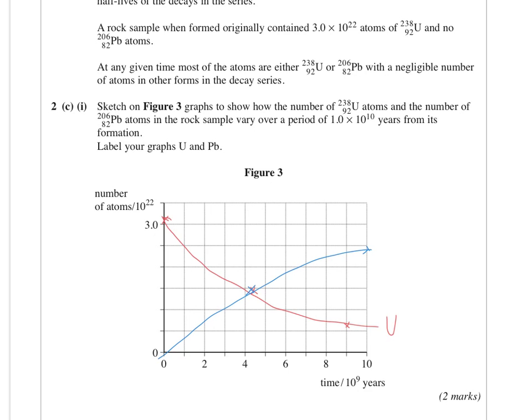So it's essentially the opposite. When that one tails down, that one is going up, and it should look something like this. So it should be the inverse graph, but we shouldn't be gaining any atoms. At all points, they should add together to give the total number of atoms.